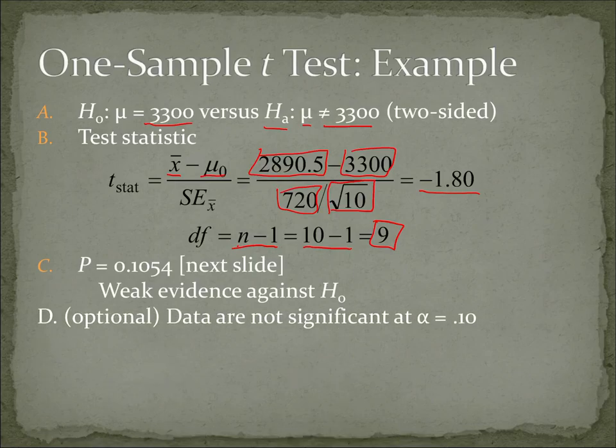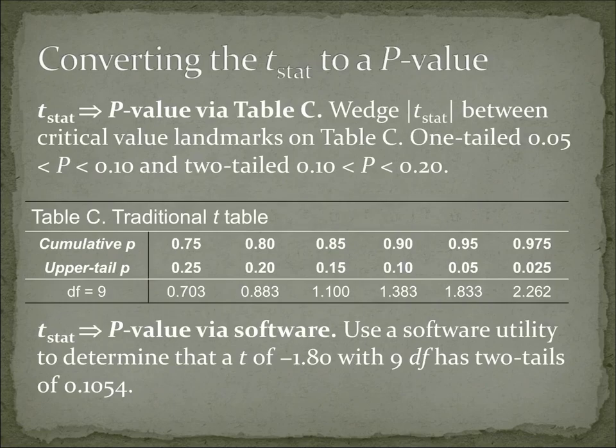Our p-value associated with this is going to be 0.1054, which is very weak evidence against the null hypothesis, and our data is not significant even at an alpha level of 0.10, right, because this is greater than 0.10. Also just to clarify, 0.10 is not one that we often use in research. We normally want an alpha level of 0.05 most of the time, or less.